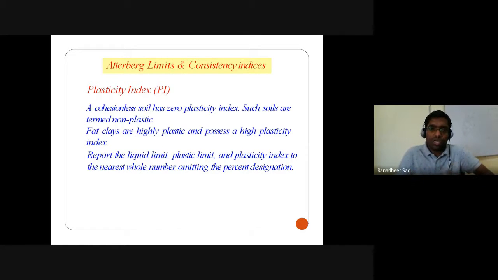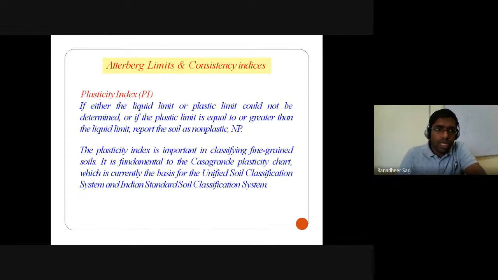You will round it off to say, okay, the liquid limit value of this soil is so and so, the plastic limit value of the soil is so and so, and accordingly the plasticity index value of the soil is so and so. You will round it off to the nearest whole number. If either the liquid limit or plastic limit could not be determined for that particular soil, or if both are determined and come out to be more or less the same, then in such a case we categorize that particular soil as non-plastic.